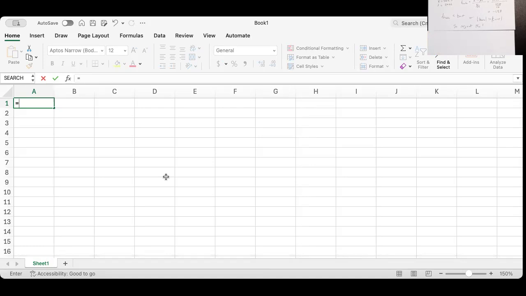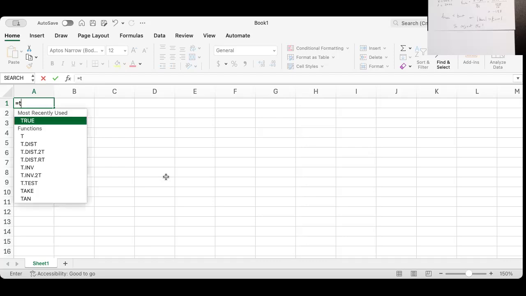The p-value is asking me to calculate something from a t-value, right? So I need to look now at my computed t-value. Okay, so T.DIST. Hey, there it is, the T.DIST function. Let me find the t distribution.